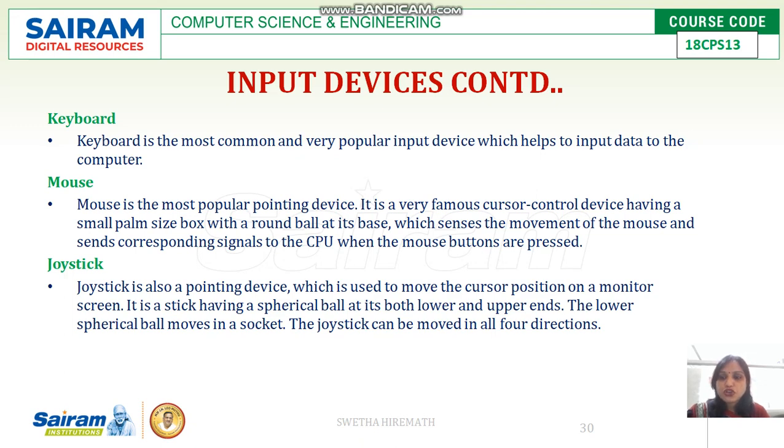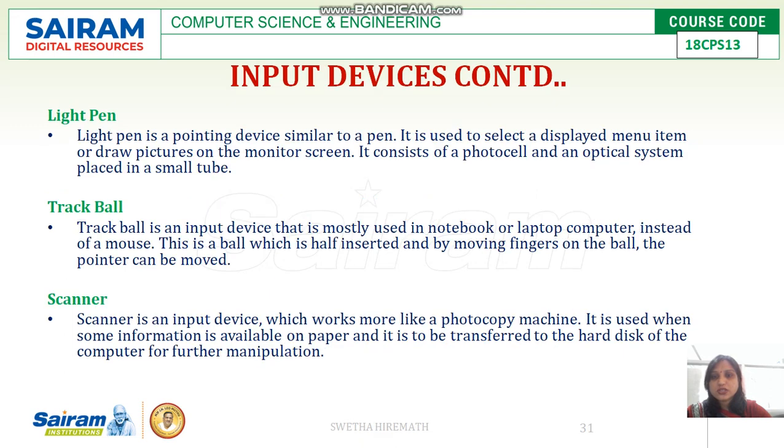The joystick is also a pointing device, used to move the cursor position on a monitor screen, similar to the mouse. It is a stick having a spherical ball at both its lower and upper ends, and we roll it in order to move in a particular direction. This is how the joystick works. The light pen is used during presentations. If you want to mark or draw something on your screen, you can make use of the light pen.